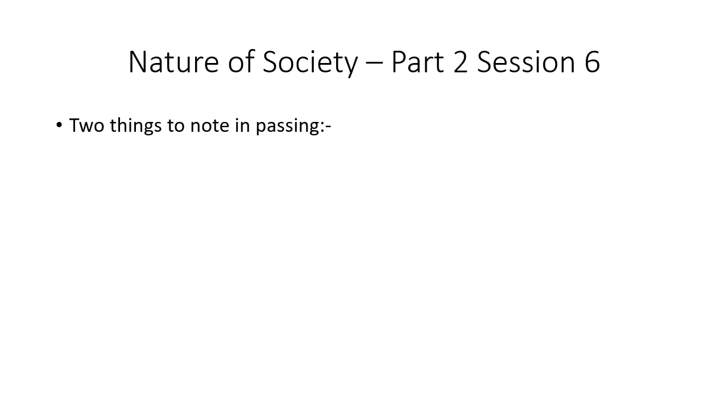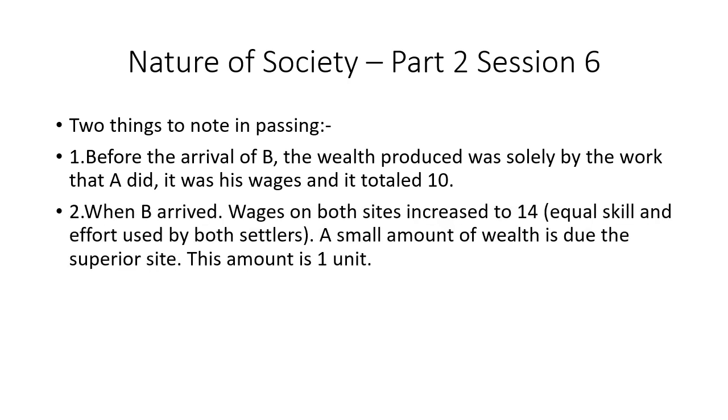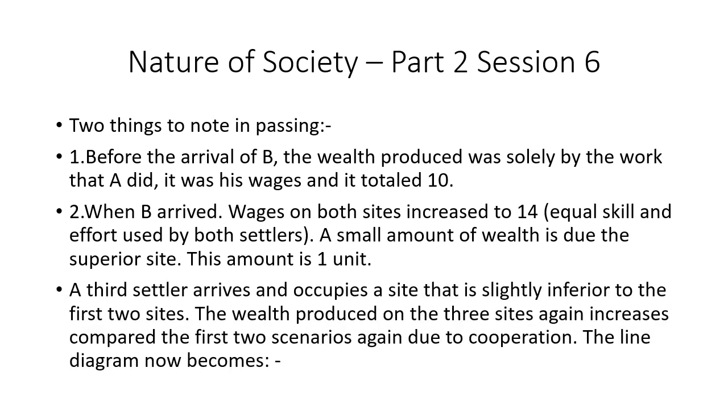Two things to note in passing. One, before the arrival of B, the wealth produced was solely by the work that A did. It was his wages and it totaled 10. When B arrived, wages on both sides increased to 14. Equal skill and effort used by both settlers. A small amount of wealth is due to the superior site. This amount is 1 unit.